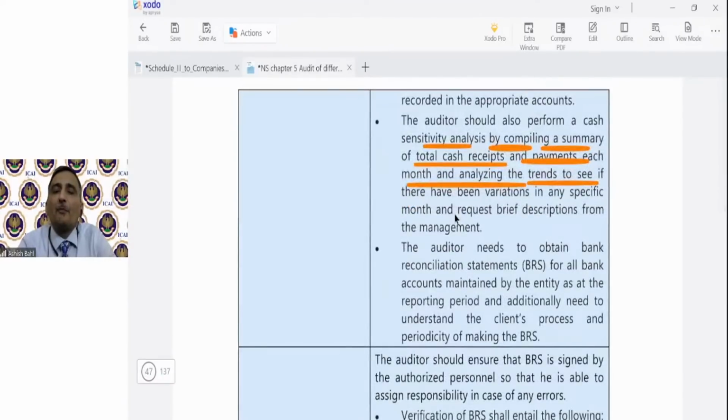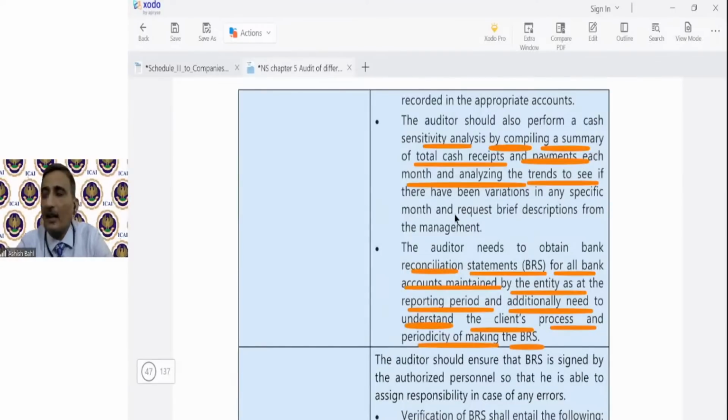Again, in respect of banks, the auditor needs to obtain bank reconciliation statements for all bank accounts maintained by the entity as at the end of the reporting period, and additionally needs to understand the client's process and periodicity of making BRS. So students, you have to understand that preparation of the bank reconciliation statement is not the responsibility of the auditor. This is the responsibility of the company management.